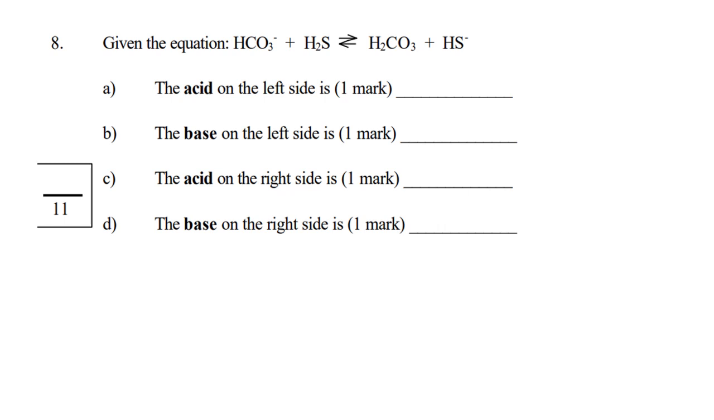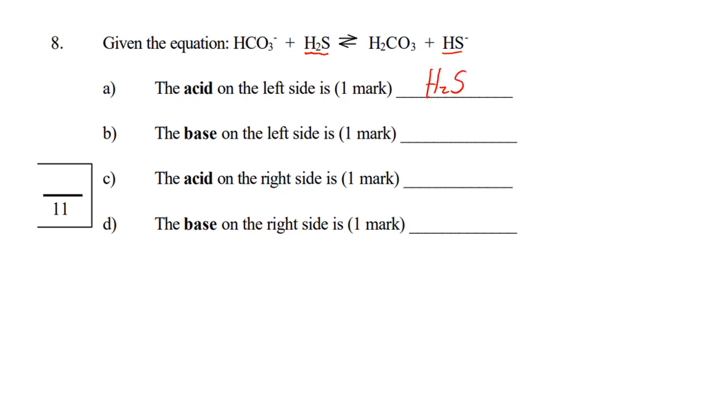Okay, so hopefully you've unpaused the video now. I'm going to skip to question 8. I felt like 1 through 7 was pretty standard. So given the equation, write down the acid on the left side. Here are our conjugate pairs, this one right here and this one right here. Now our conjugate acid is going to have one more proton. So the acid on the left side is H2S.